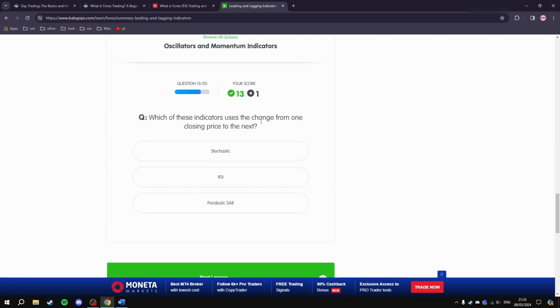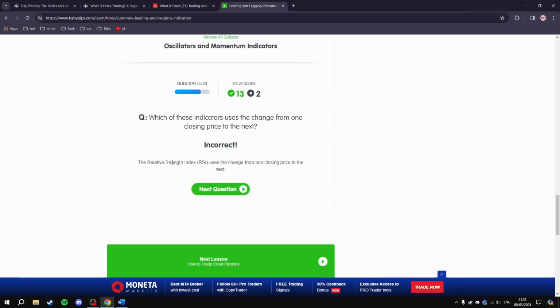Which of these indicators uses the change from one closing price to the next? That's a stochastic. No. Oh, it's the relative strength index. What? I thought it was the stochastics. Oh no, that's a high-low range. Oh right, it's the relative strength index.